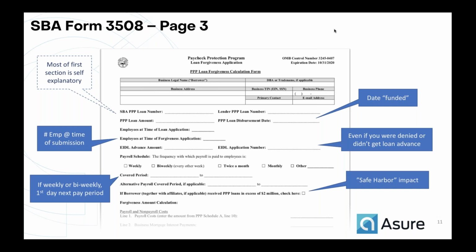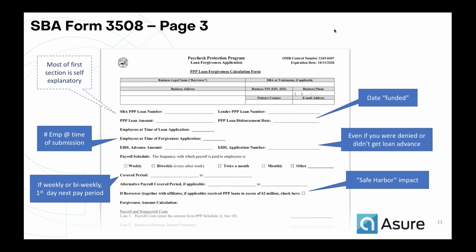Well, now there's this concept of the alternate payroll covered period. And what that means is if you got funded on, say, a Wednesday, and you pay weekly, and Monday through Sunday is your pay period, then you don't have to start the clock ticking on a Wednesday, because the accounting might be a little rough for you, right? Because people don't get paid midweek. But it allowed you to start your 8-week period on the first day of the pay period following the day you got funded.